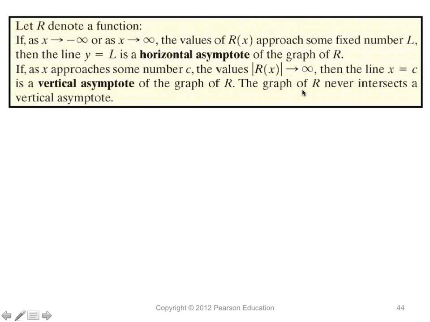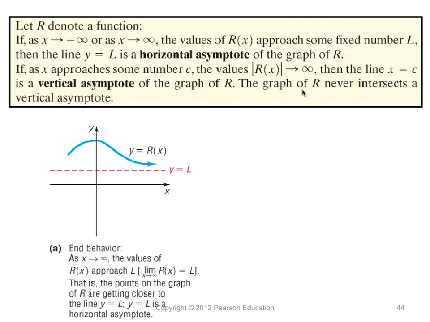Okay, so we have some definitions for horizontal asymptotes and vertical asymptotes. And kind of the easiest way to look at this is to look at an example here where we have y equals r of x. Y equals L is going to be your horizontal asymptote, as you can see, this blue line is going to actually approach this dotted pink line. So as x approaches negative infinity or infinity, the values of r are going to approach some fixed number L, and that's going to be your horizontal asymptote.